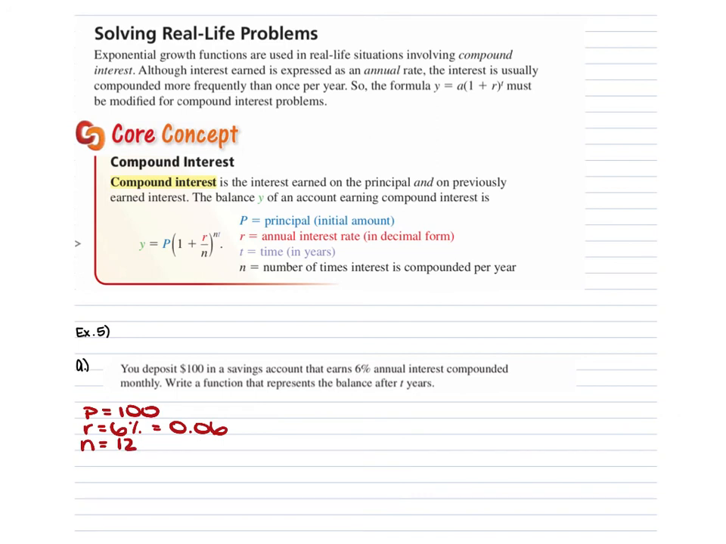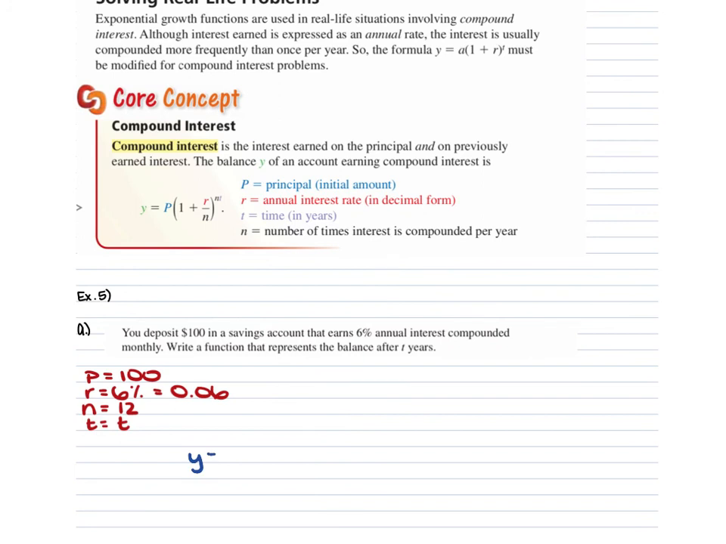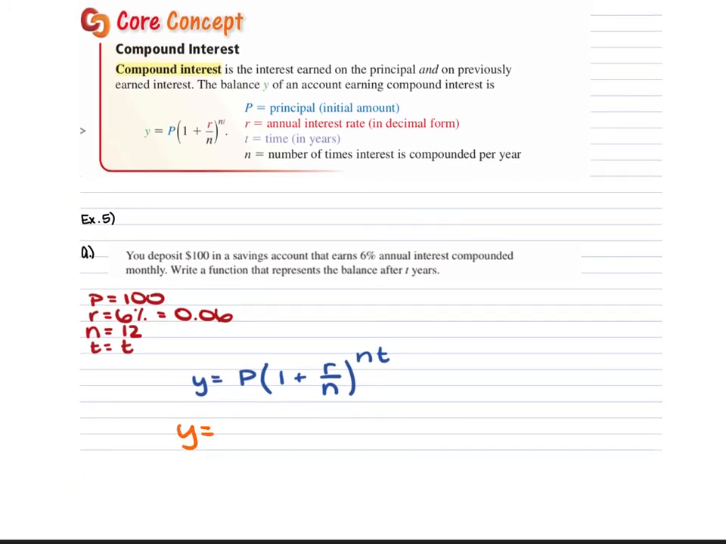And lastly, you would find your t, which in this case we're not given, so we're going to leave it as t. The only thing we're going to do is plug these values into the compound interest equation, which is y is equal to P times 1 plus our rate over n to the power of n times t. So we have y is equal to 100 times 1 plus our rate, which is 0.06, over n, which is 12, raised to the power of 12t.